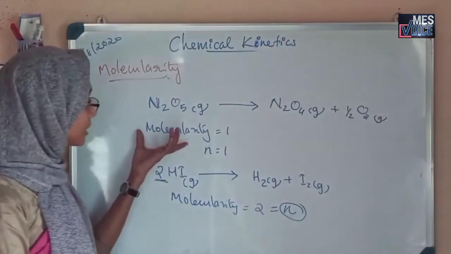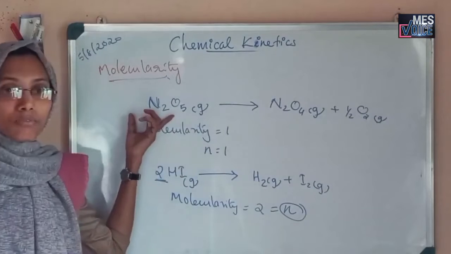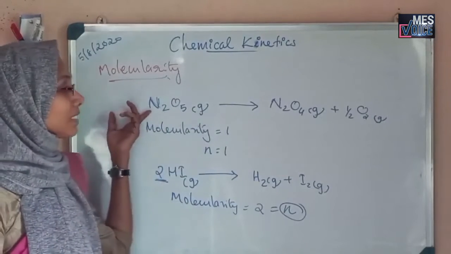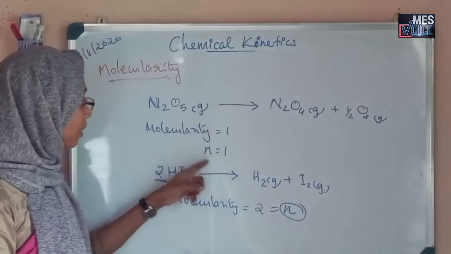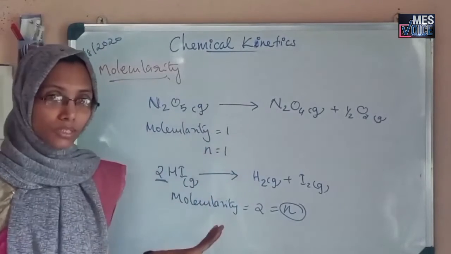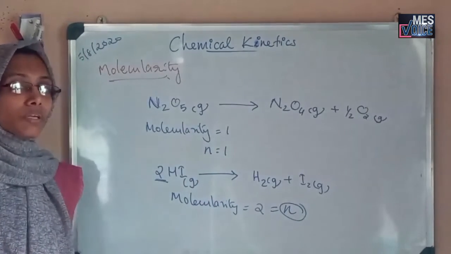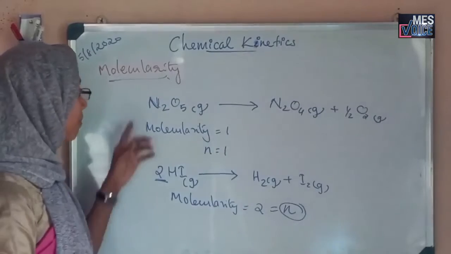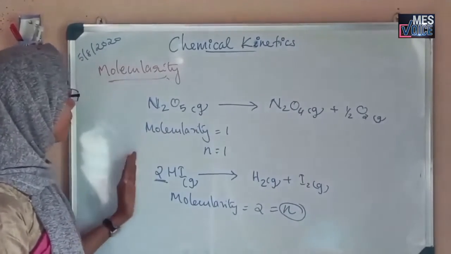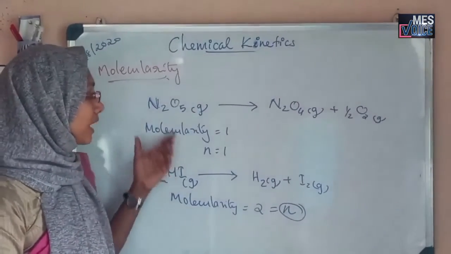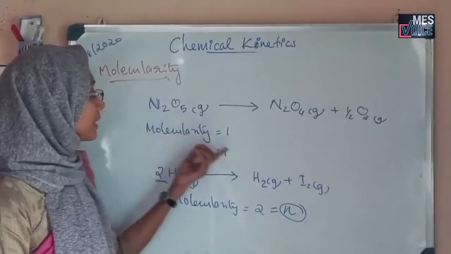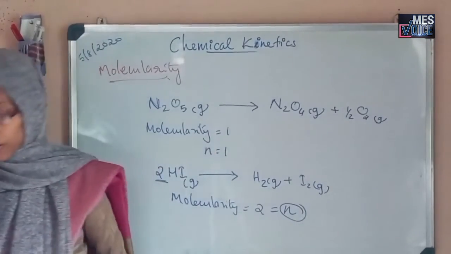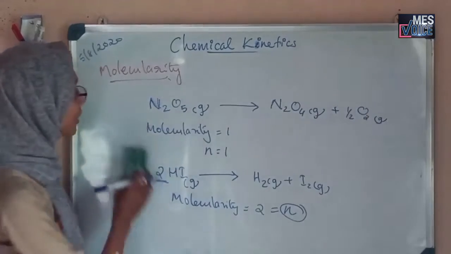The molecularity is purely a theoretical quantity. It is obtained from the balanced equation. But order is an experimental quantity. It is obtained only after conducting some experiment. But it is found that in some simple reactions like this, the molecularity is equal to the order of the reaction.